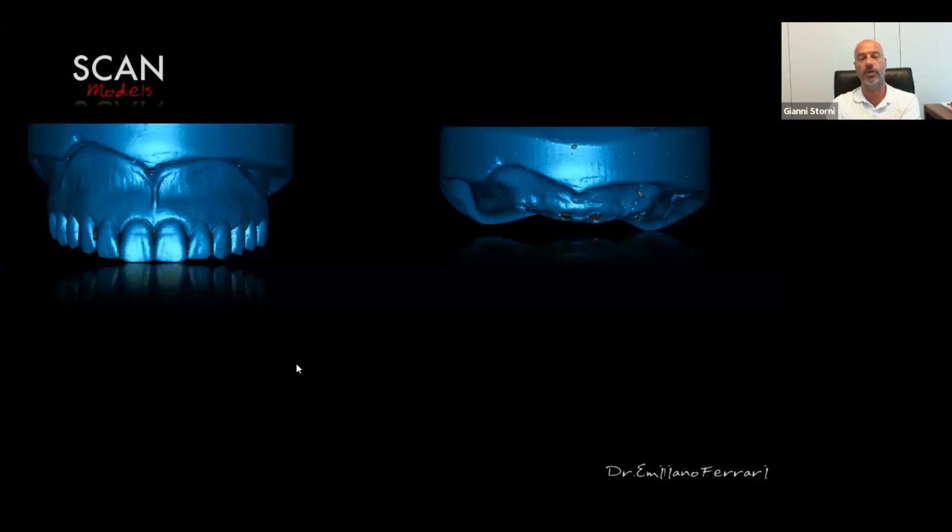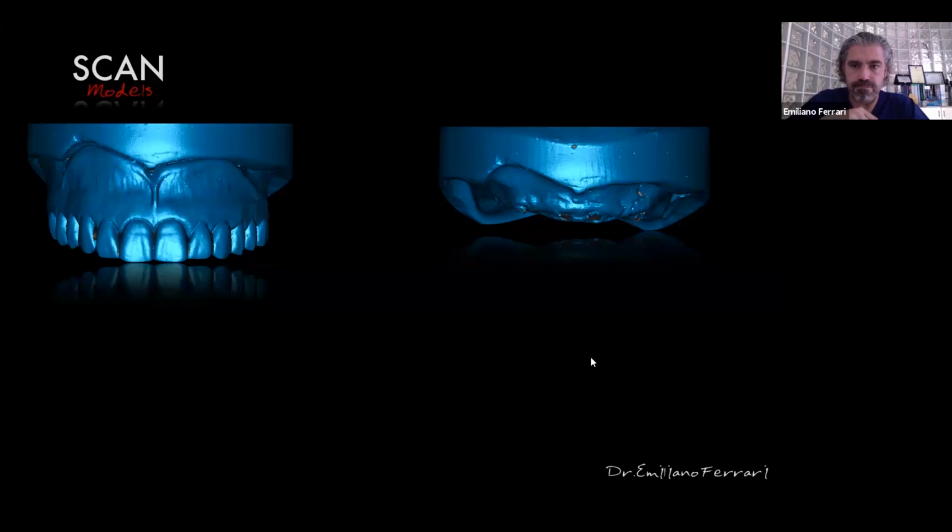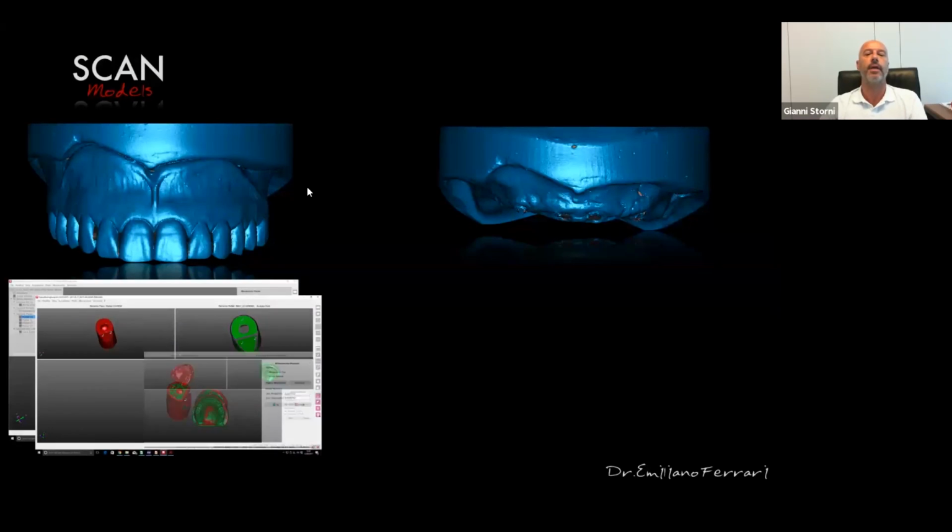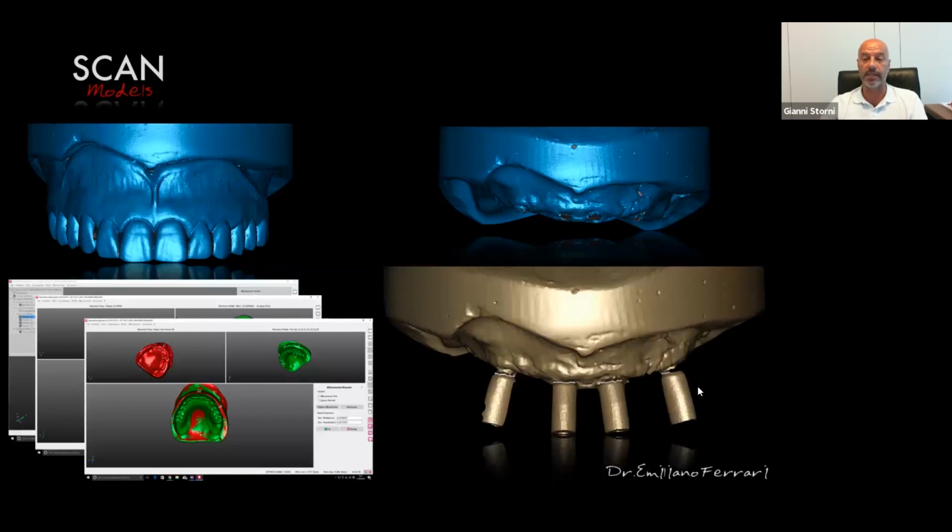For that reason, after Emiliano has given us all the information, we know how the final result has to be. So in this case, we will go digitally. For that reason, we have scanned the existing wax-up, we have scanned the master model, so we have the space that we need. So we will position the scan abutment over each implant.